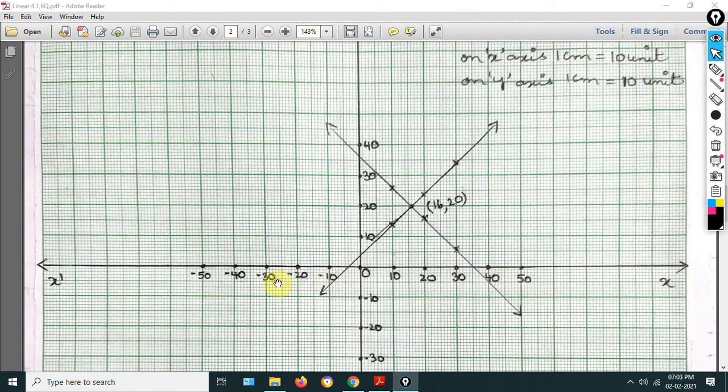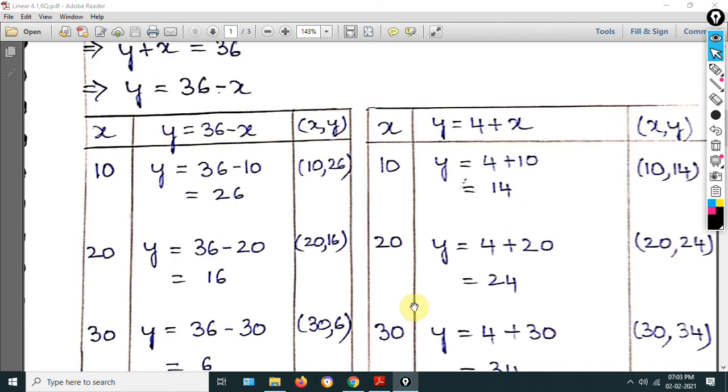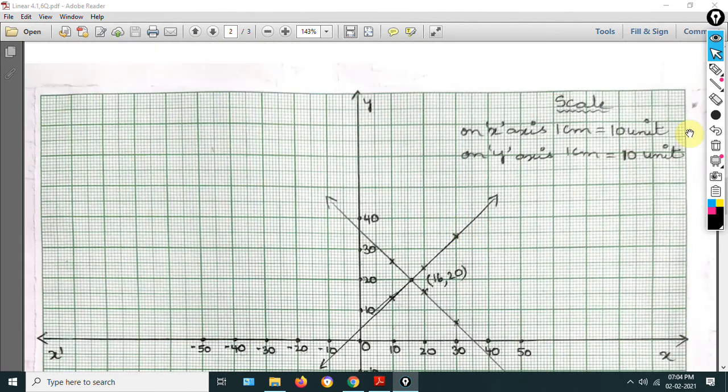But here there are negative signs. On the x-axis, the right-hand side is always positive and the left-hand side is negative. On the y-axis also, the values above are always positive and the values below are negative. Here also we should increase by 10 each time. From 0 to the next box is 10, 10 to the next box is 20, 20 to the next box, 30, 30 to the next box, 40. I am increasing 10 each time. Next, now we will see what the points are. The first point is 10 comma 26. So I will take the pencil.